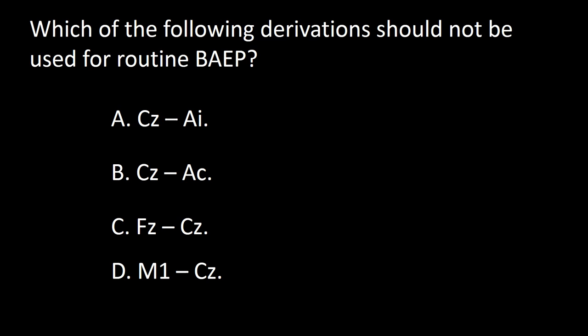Next question. Which of the following derivations should not be used for routine brain auditory evoked potential? A, CZ to A1 or AI. B, CZ to AC. C, FPZ to CZ. D, M1 to CZ.